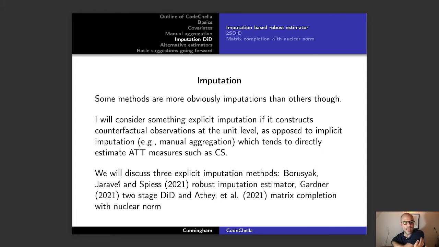All right, but ultimately, all methods are imputational. Some are more obviously imputational, but anytime you're estimating a causal effect, it's assuming that you've identified a counterfactual, because causal effects are always based on counterfactuals.